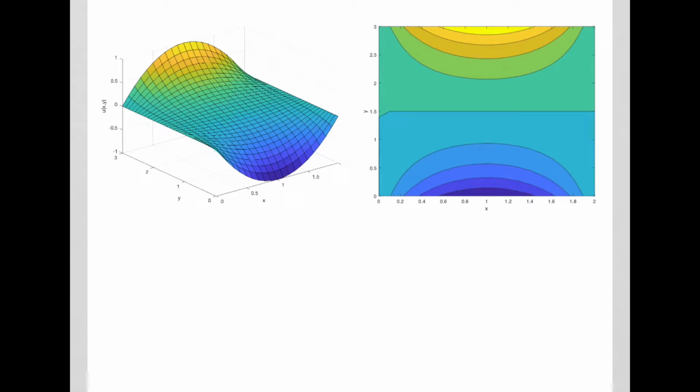Alright, well, that's how we can use Fourier expansion to solve the potential equation, and I hope you have a good break.